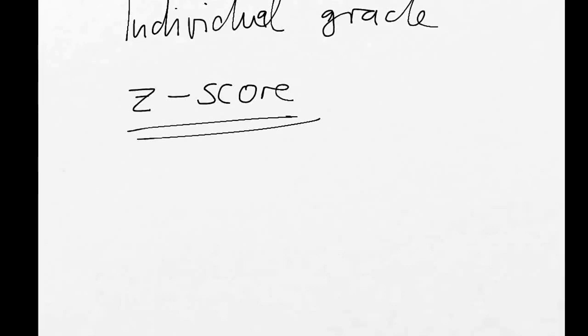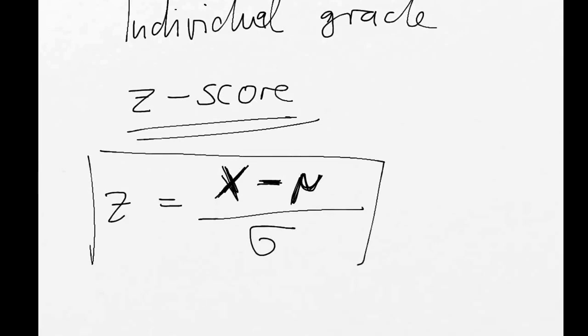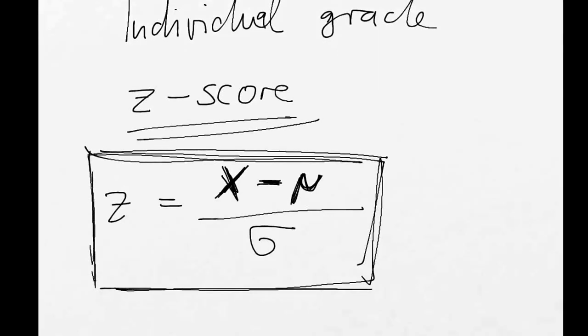And how do you find your individual set score? Let's assume you scored X percent. So set equals X. You just simply subtract the mean and you divide by the standard deviation. That would be your set score.